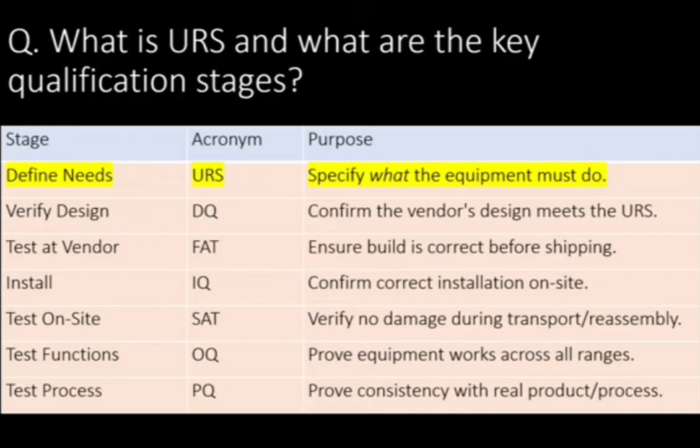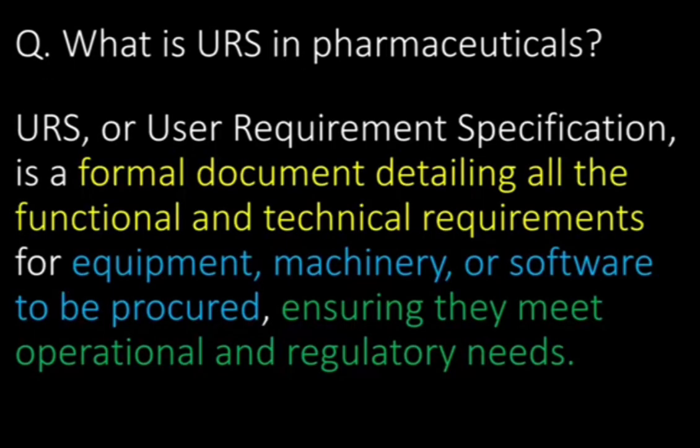We will start with some basic questions and then go in detail. First question, what is URS and what are the key qualification stages? URS is the document which specifies what the equipment must do. Other important qualification stages are DQ, design qualification, FAT, factory acceptance test, IQ, installation qualification, SAT, that is site acceptance test, OQ for operational qualification, and PQ stands for performance qualification.